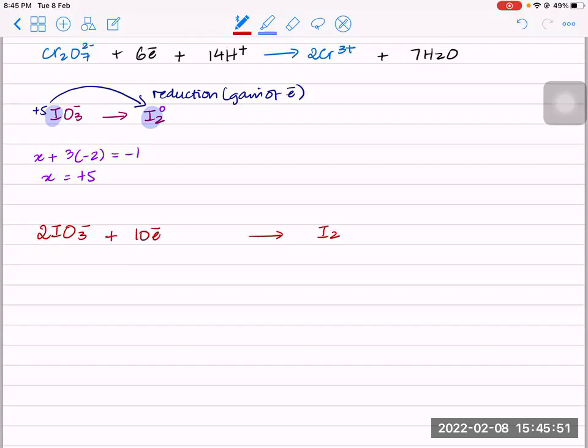Then we balance the oxygens. You have 2 times 3 is 6 oxygens on this side, so you need 6 on this side. So you will add 6 moles of water over here.